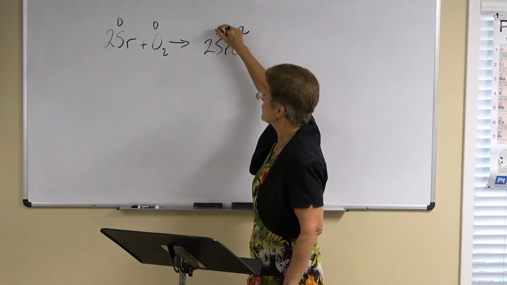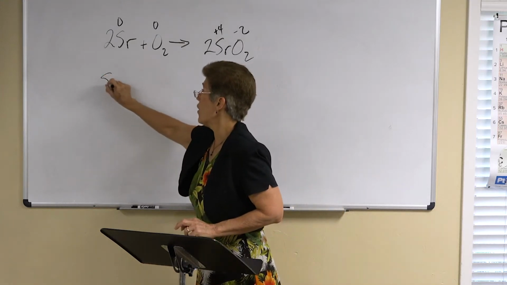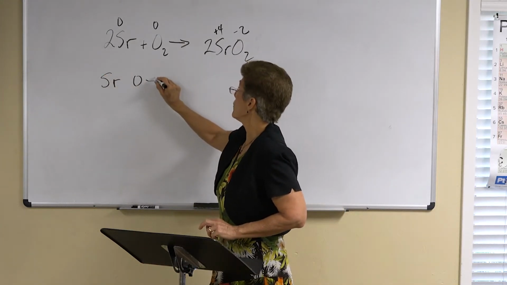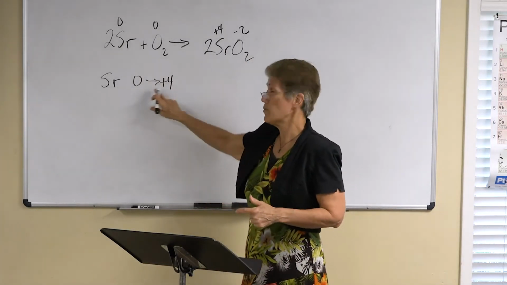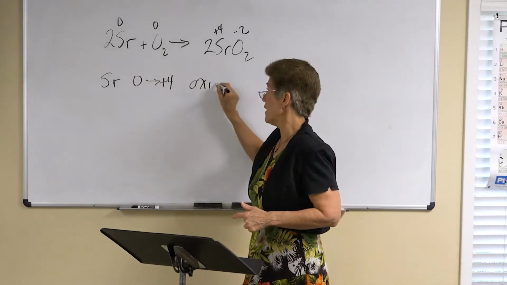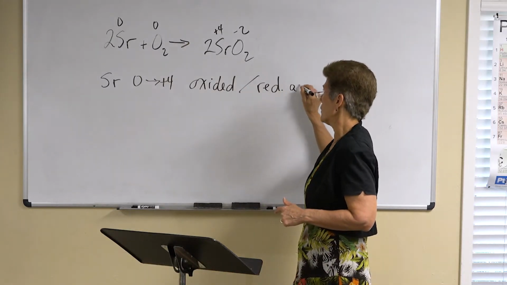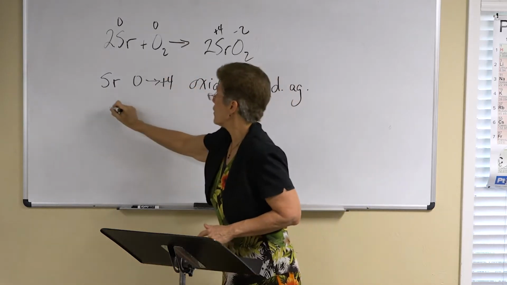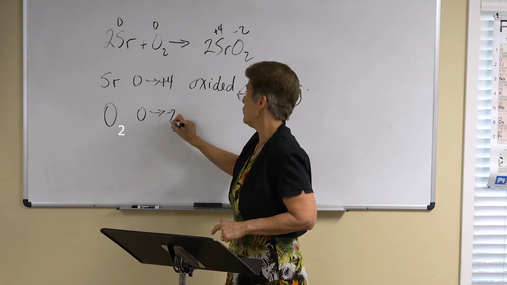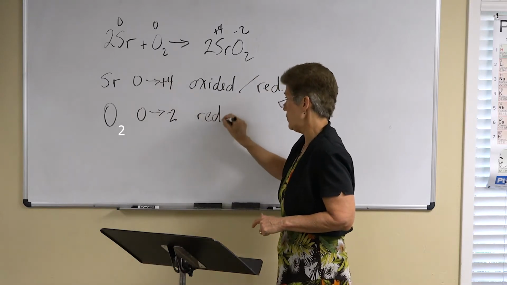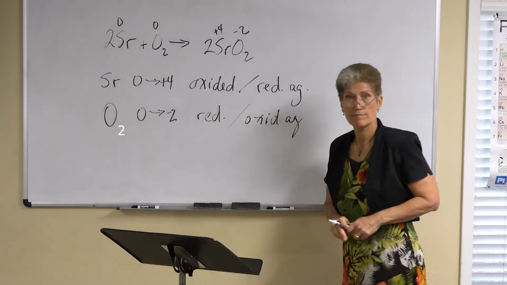2 times -2, this is going to be +4. So what we're seeing here is S went from 0 to +4. That's being oxidized. That number's going up. So that's being oxidized, and so it's the reducing agent. The oxygen, I'm so sorry, went from 0 to -2. It's obviously being reduced, and so it is the oxidizing agent.